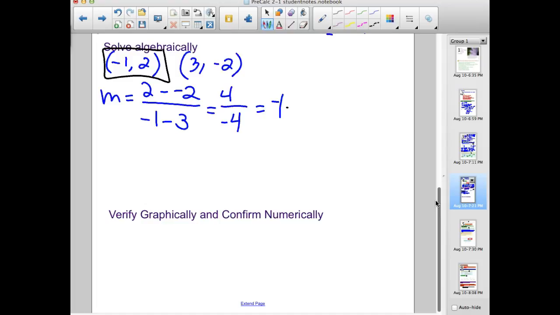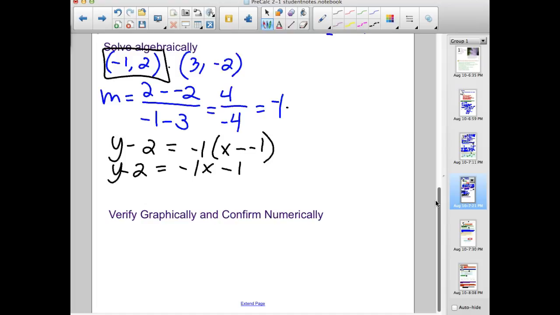Given a slope, given a point. Point-slope form. All right, y minus 2 equals... all right, so it's y minus y1 equals m times x minus x1. Simplifying, y minus 2 equals negative 1 times x minus 1. And adding the 2 over, we get negative x plus 1.